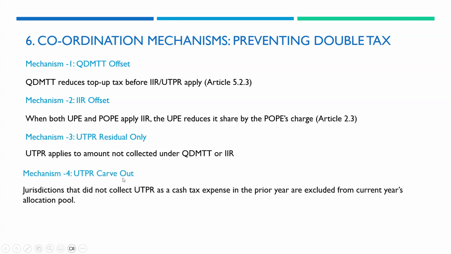And also there is a UTPR carve-out. Now these rules are not just preventing double taxation, but also double non-taxation. What is the UTPR carve-out? We discussed yesterday. If that constituent entity which is paying UTPR does not have a cash tax expense, then it is carved out from the group so that 100% of the residual top-up taxes is divided between other constituent entities, excluding this one. So the UTPR carve-out mechanism ensures avoiding double non-taxation also. So 1, 2, 3 are for avoiding double taxation and 4 for avoiding double non-taxation. Clear?